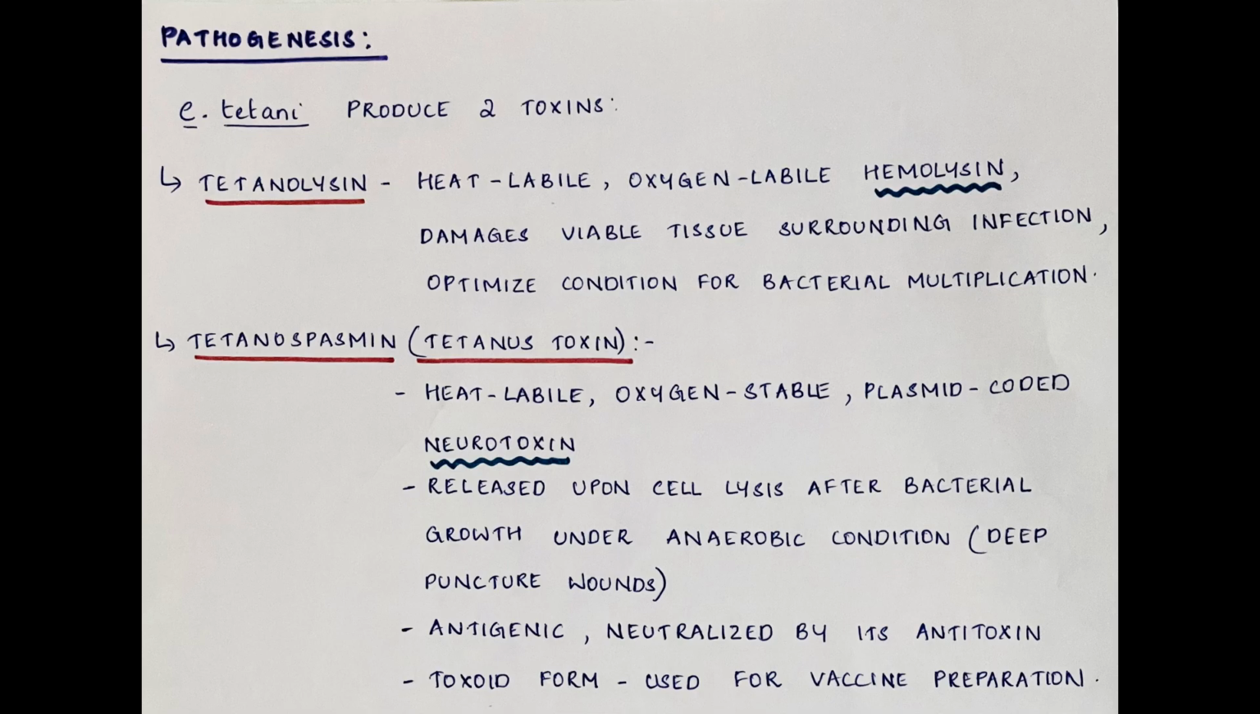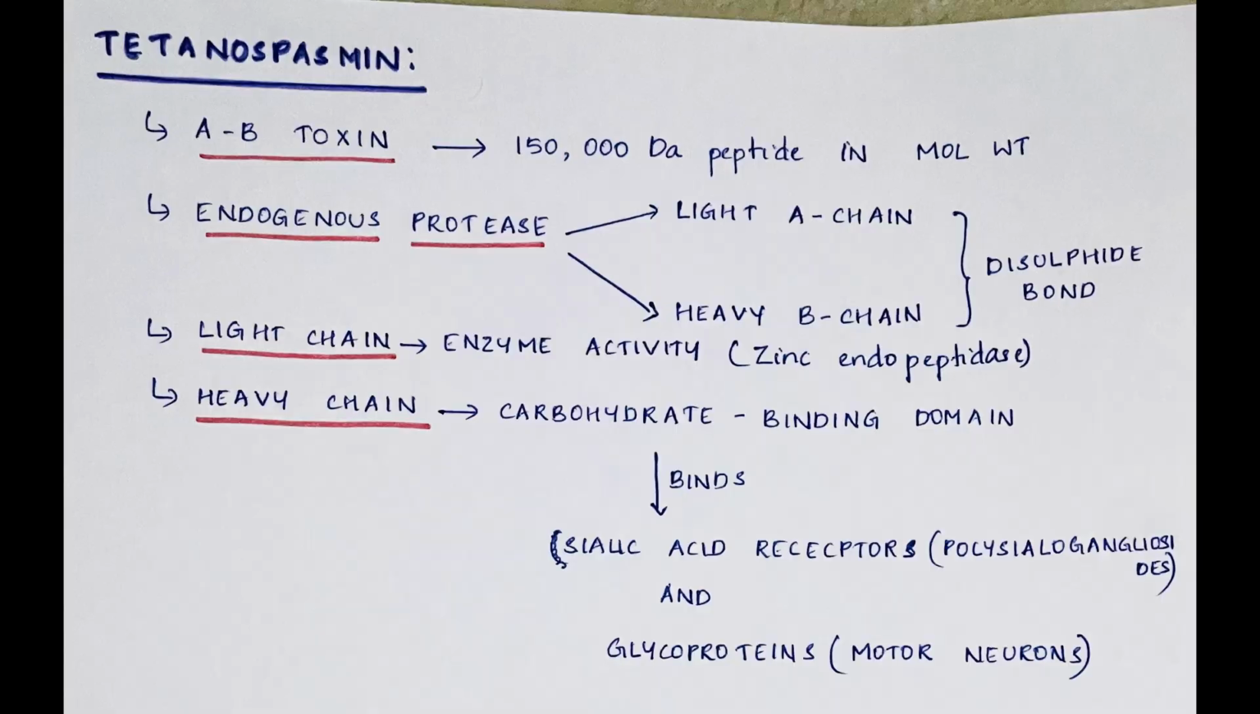Tetanospasmin, which is also called tetanus toxin, is a heat-labile, oxygen-stable, plasmid-coded neurotoxin, and it is the tetanospasmin that is responsible for disease manifestations. So the tetanus neurotoxin is released upon cell lysis after bacterial growth under anaerobic conditions, for example in case of deep puncture wounds. It is antigenic and is specifically neutralized by its antitoxin. Its toxoid form is also used for vaccine preparation. So let us discuss more about tetanospasmin, that is the tetanus toxin.